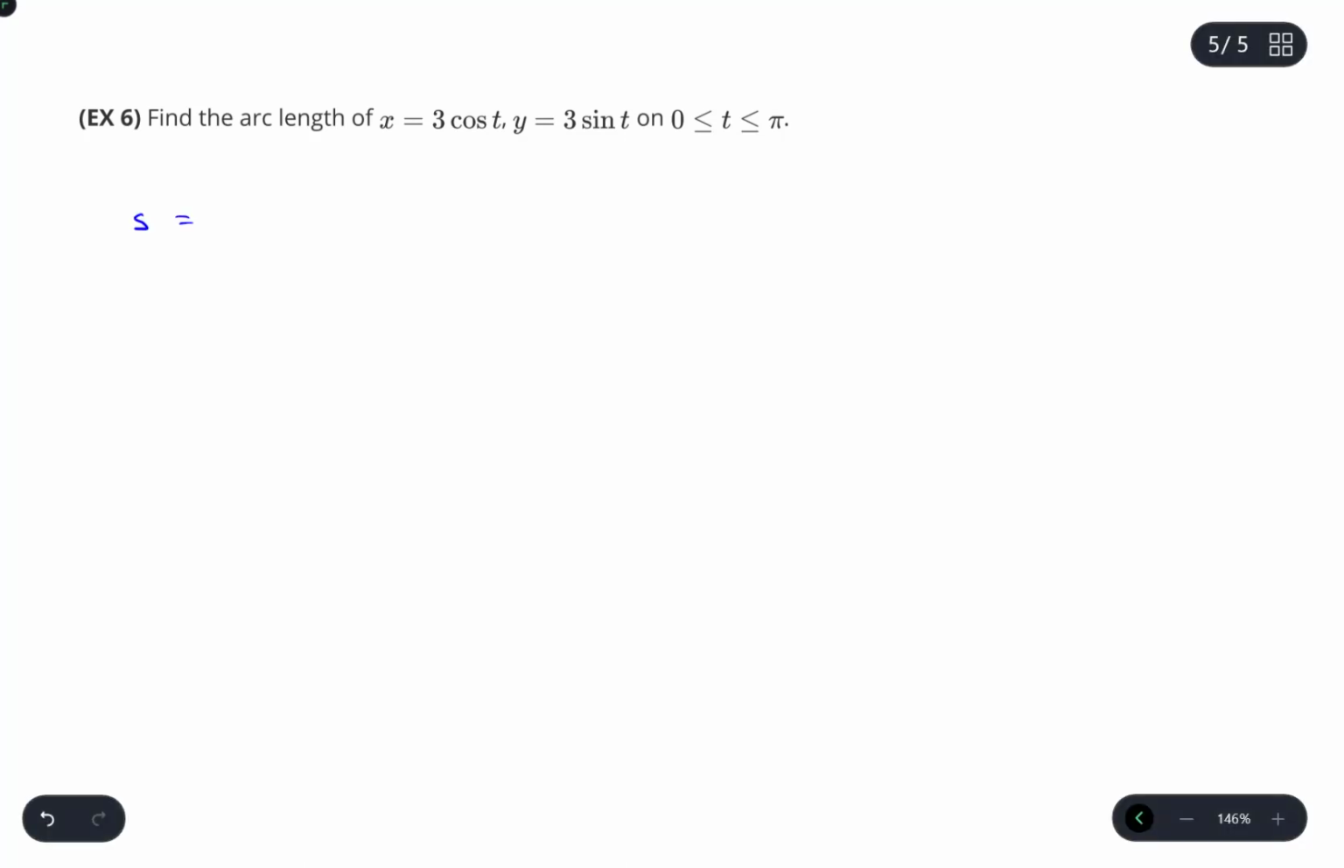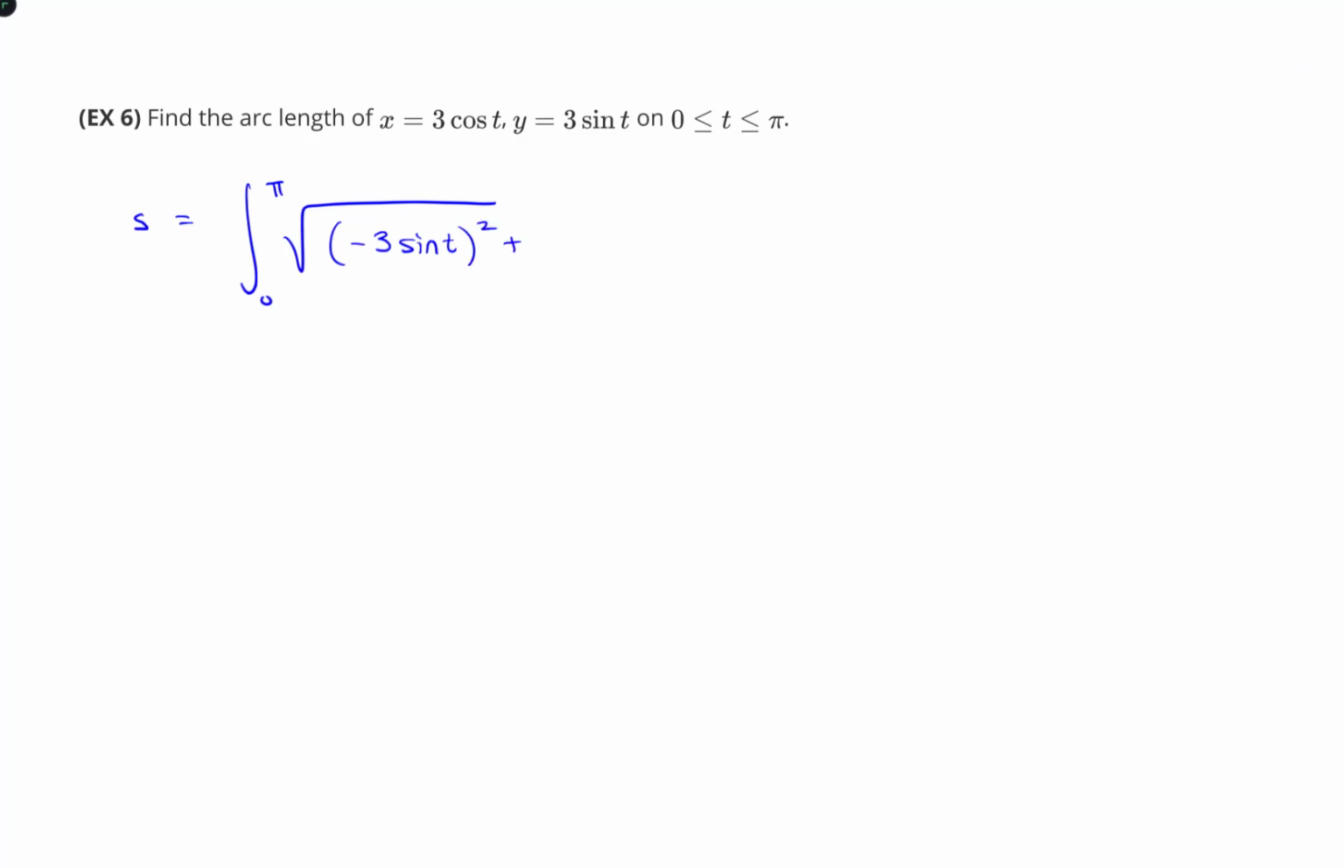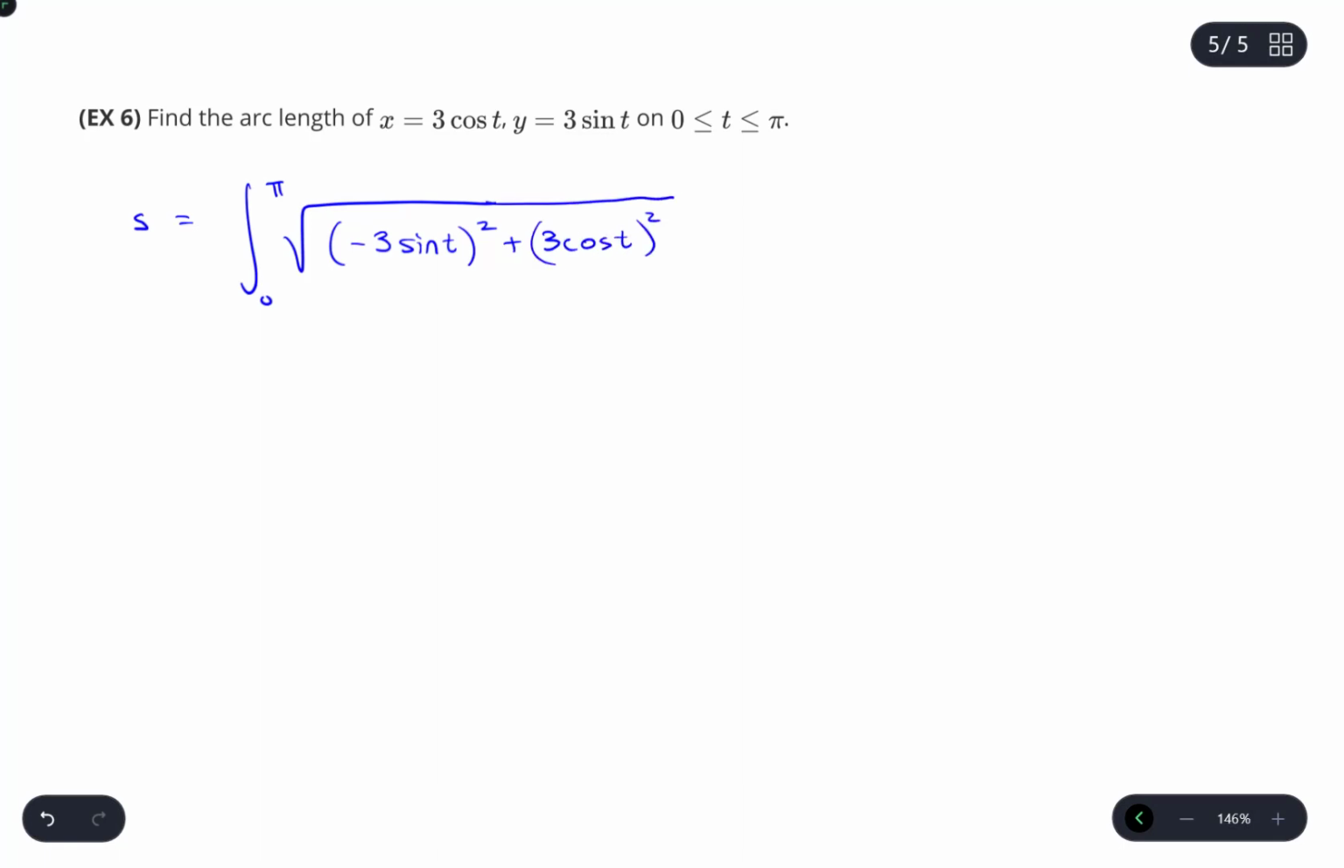Well, this arc length would be the integral from 0 to pi of the square root of dx/dt, so the derivative of 3 cosine t is negative 3 sine t, squared, plus the derivative of 3 sine t, which would be 3 cosine t, squared, dt. So that becomes the square root of 9 sine squared t plus 9 cosine squared t dt.